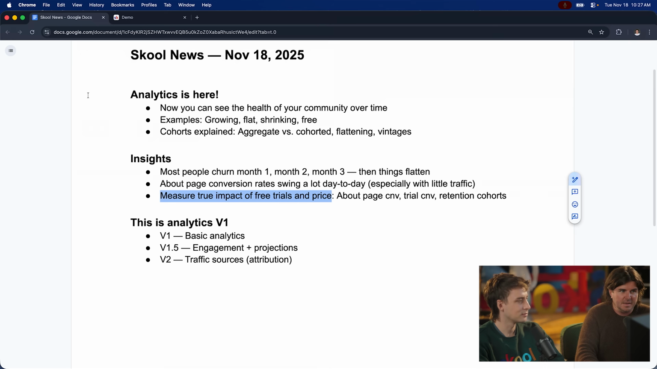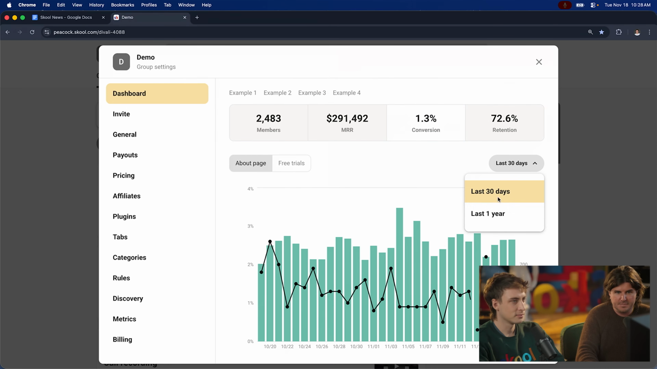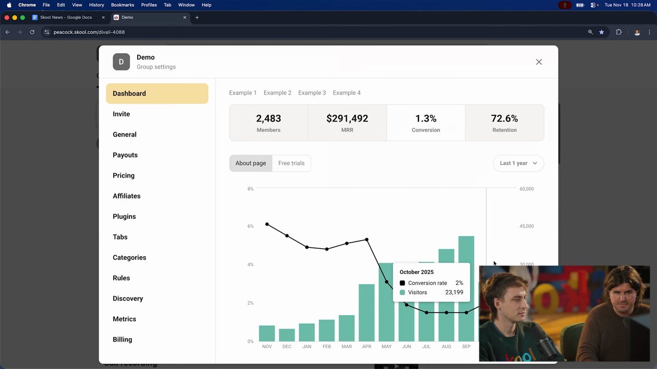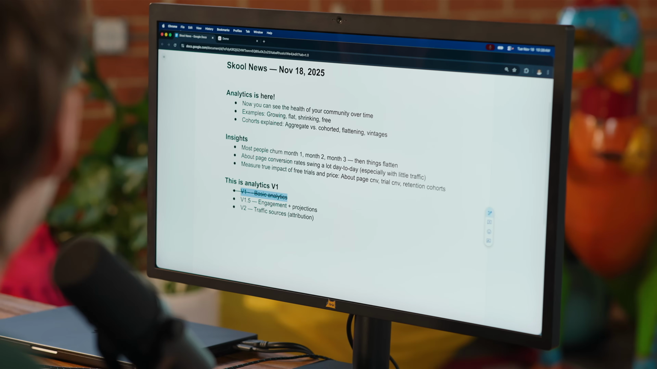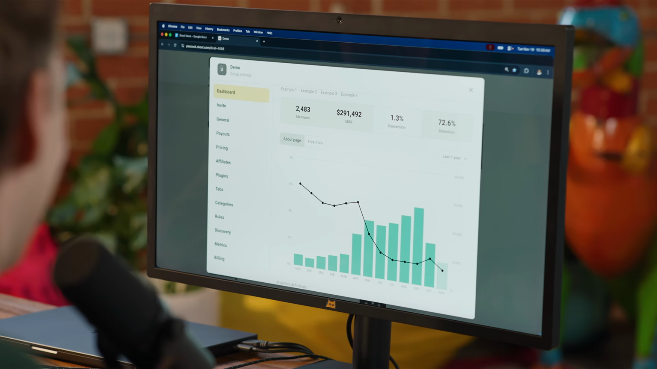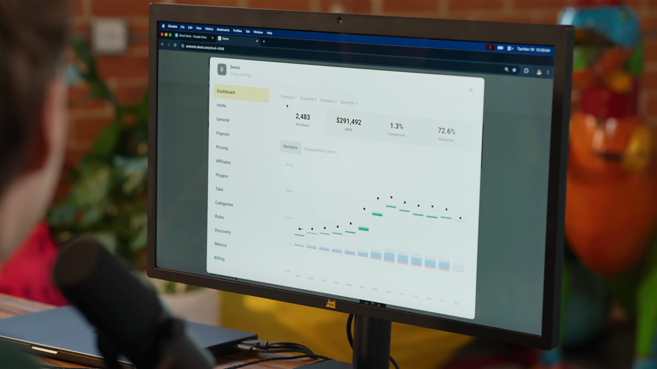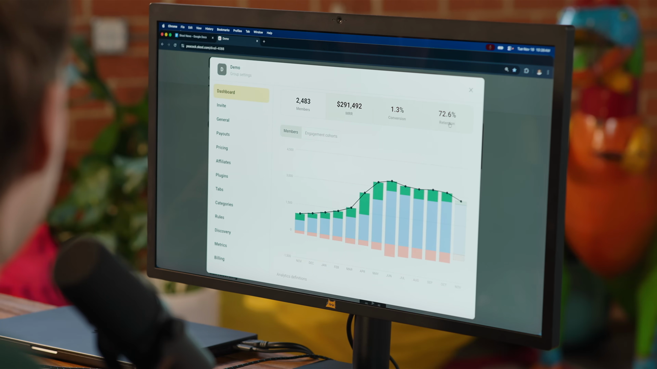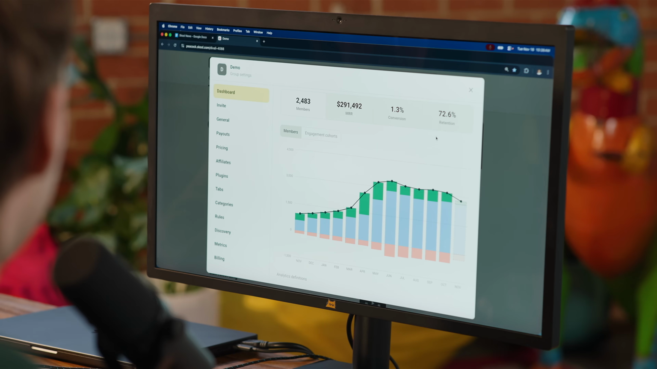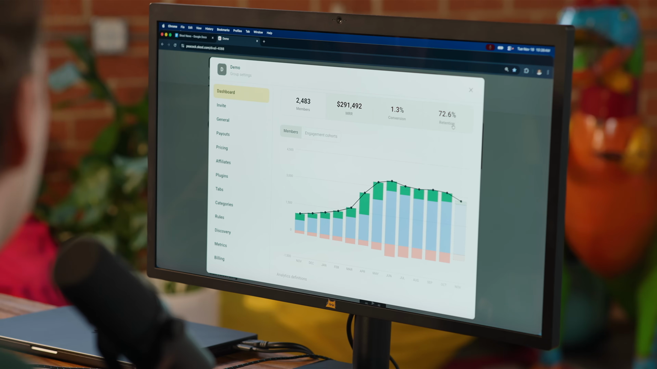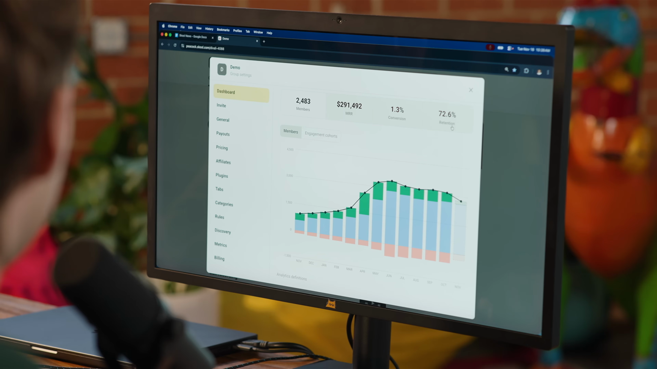And also price changes, trials, all of it. You can look back over time. This last 1 year thing's quite interesting. Then, yeah, this is analytics V1. We wanted to give you guys basic analytics first. Done. So this allows you to do all the basic things you should do, like members, MRR, conversion, retention, engagement, cohort view, aggregate view, plus cash flow.